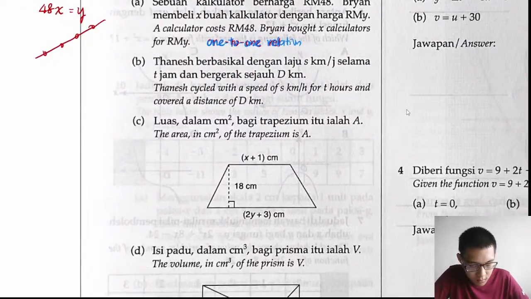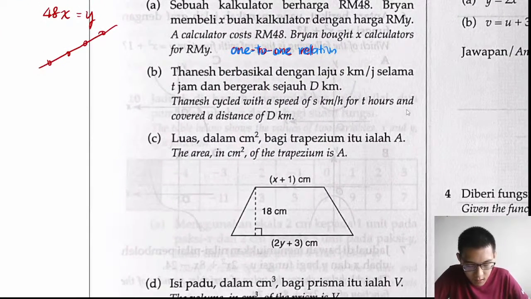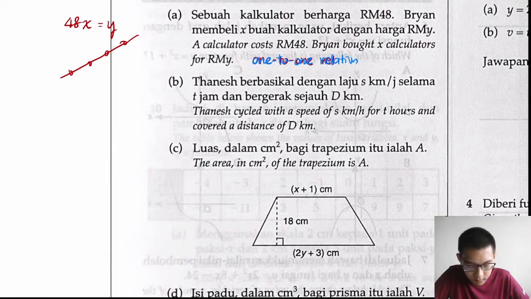Tanesh cycles with a speed of S km/h for T hours and covers a distance of D km. This one we need to think first. Speed of S km/h for T hours, covering a distance of D km.